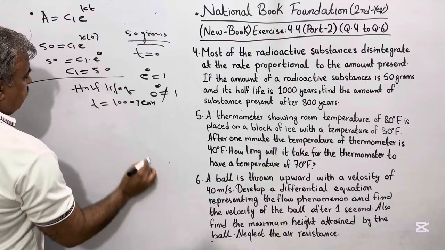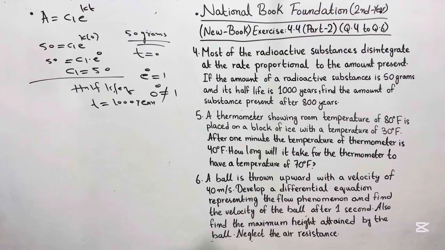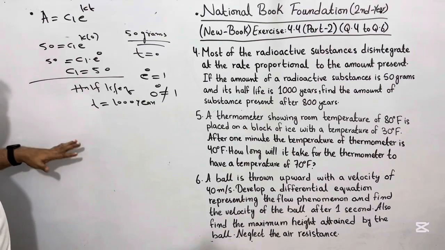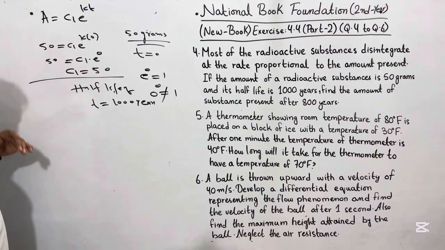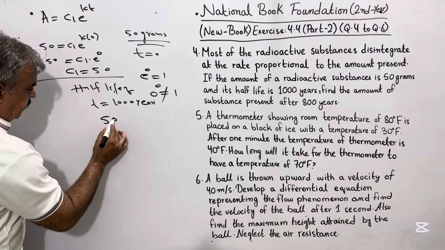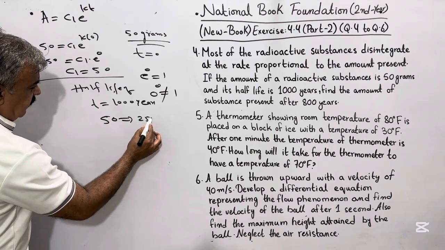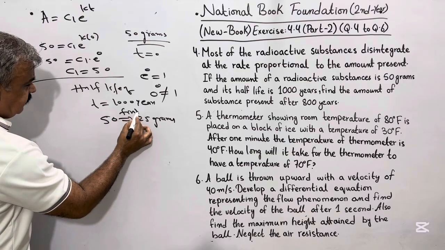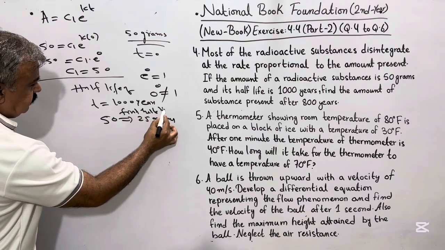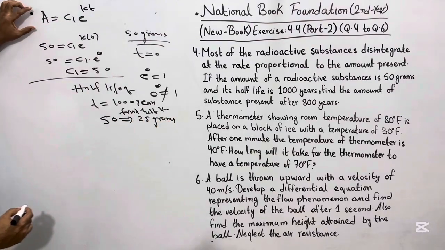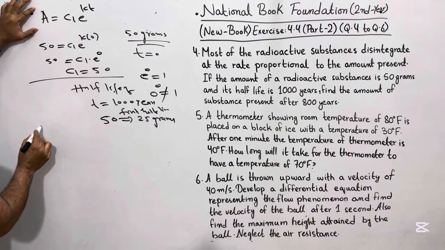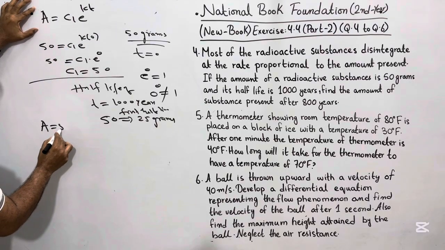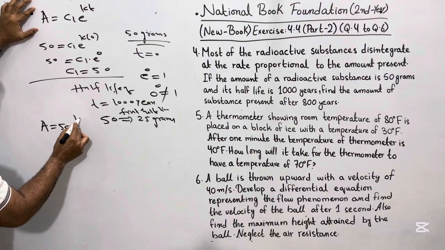So T is 1000 years. Half-life means 50 grams will become 25 grams after the first half-life. Utilize this condition. Now plug in the value of C1 here. It is A equals 50 times e raised to kt.